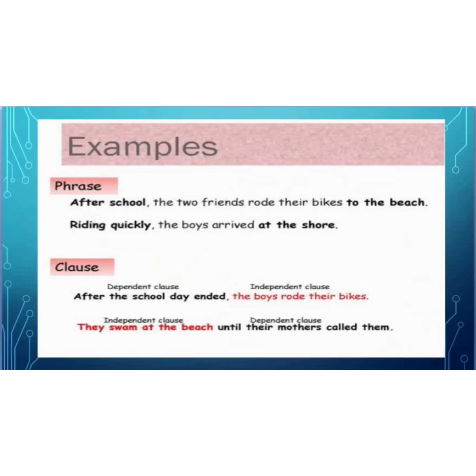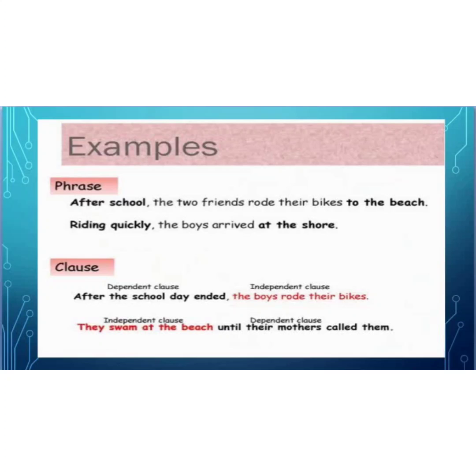In the second sentence, there is an example of a clause. Now you can see that this is also a group of words. However, there is a difference between phrase and clause. The first difference is that in the clause, there is a subject-verb combination. "After the school day ended," you can see that "school day" is a subject and "ended" is a verb. So, subject-verb combination. In the first sentence, "the boys rode their bikes," the boys is our subject and rode is the verb.